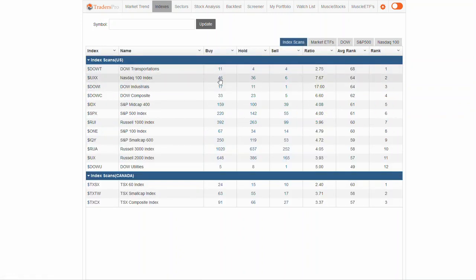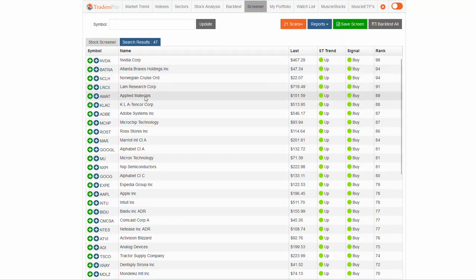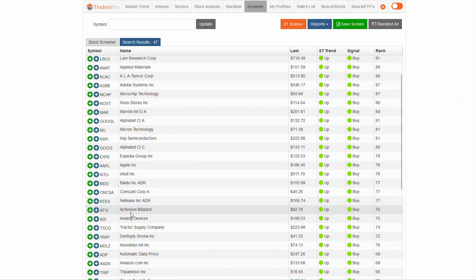This is going to tell us which stocks inside of those indices are also in uptrends. So we can look at the NASDAQ 100. We've got 46 stocks in that group. We can take a look to see which ones are leading. Obviously, we know some of these names: NVIDIA, Norwegian, Lam Research, Applied Materials. Ross Stores is interesting. Marriott, Google, Apple, some of the bellwether names are going to show up in there as well.